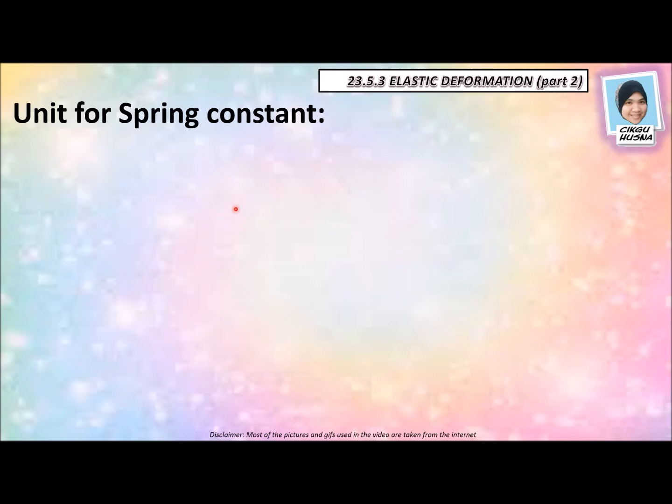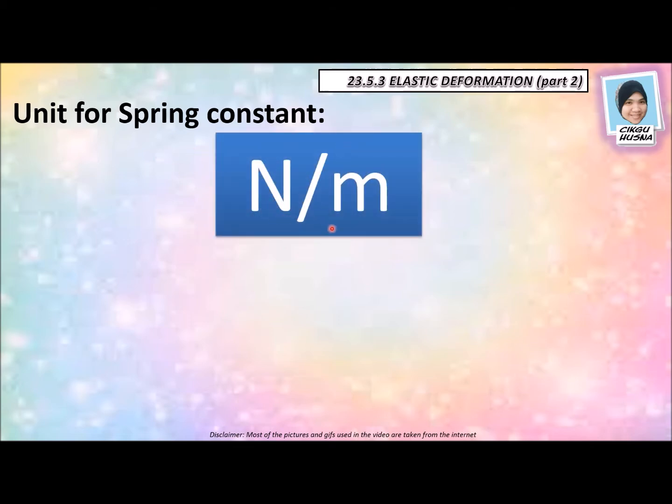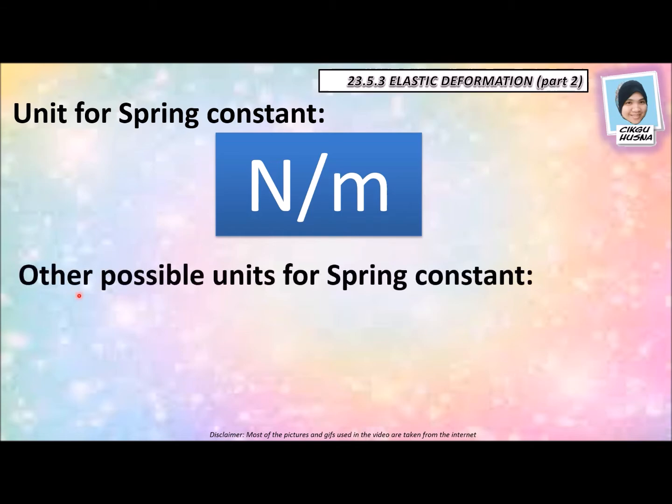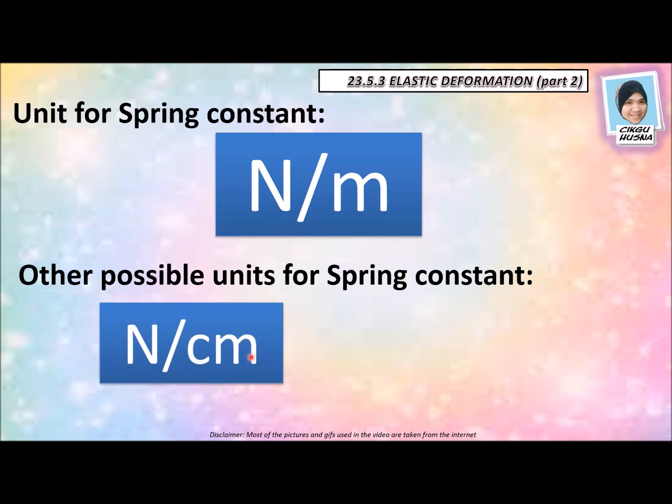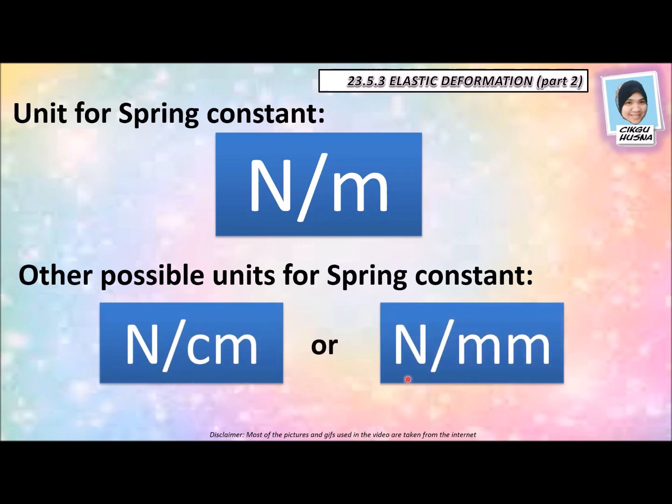Unit for spring constant: Newton per meter. Other possible units for spring constants are Newton per centimeter, Newton per millimeter.